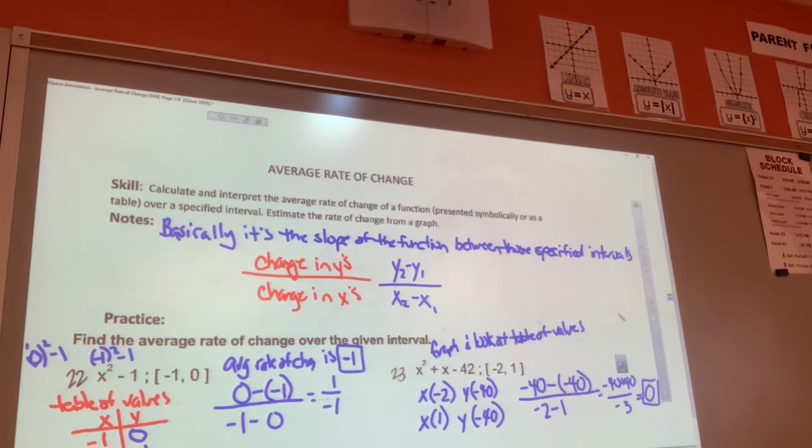It's a quadratic, so I know that my graph is doing something like this, and it wants to know between -2 and 1, there is no change, because I guess it should be like that.